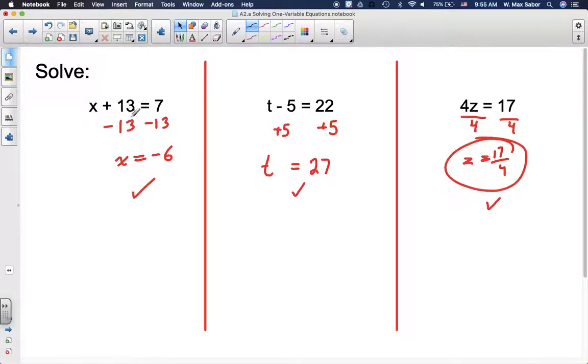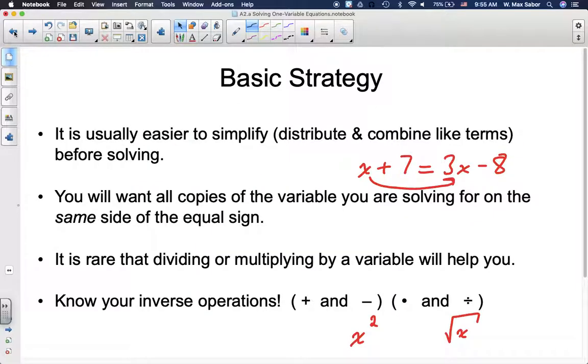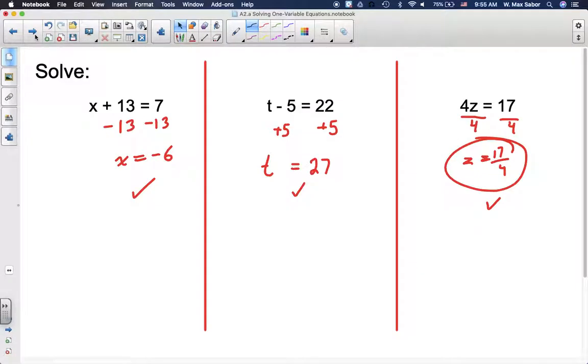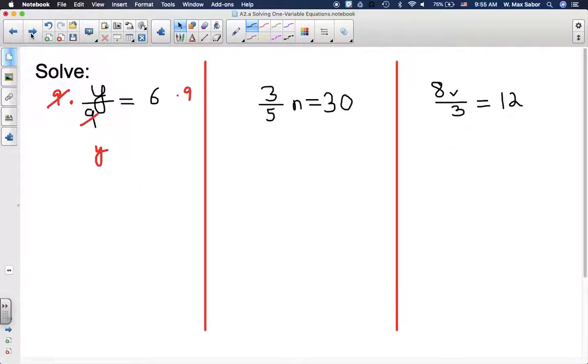Please note that the reason that these were disappearing is 13 minus 13 is 0. Negative 5 plus 5 is 0. 4 divided by 4 is 1. All of those are inverse operations that add, subtract, multiply, or divide to identity elements. So 9 divided by 9 is 1. That's why this remains as y. 6 times 9 is 54.